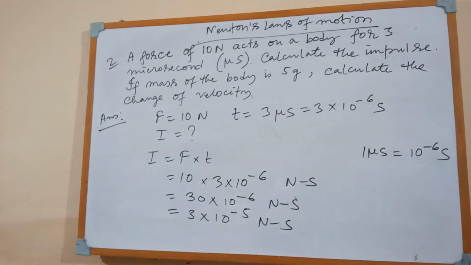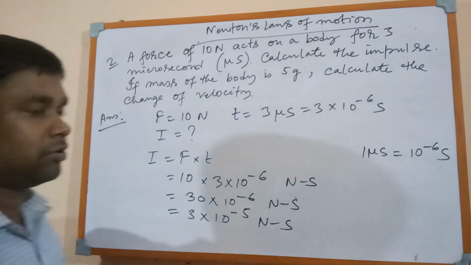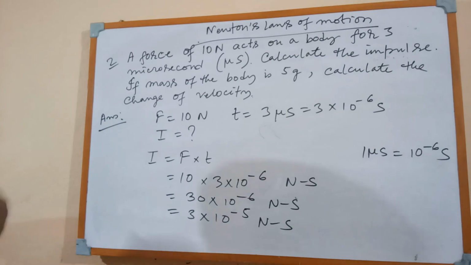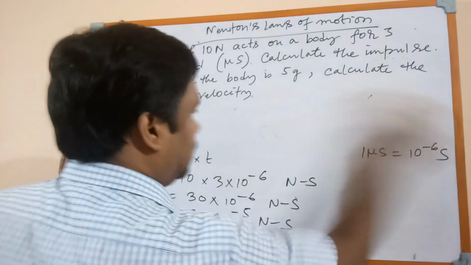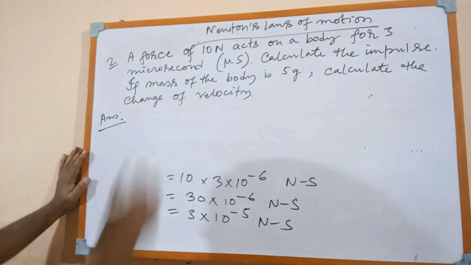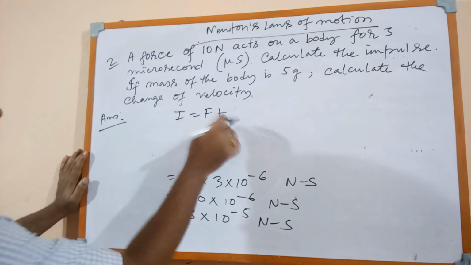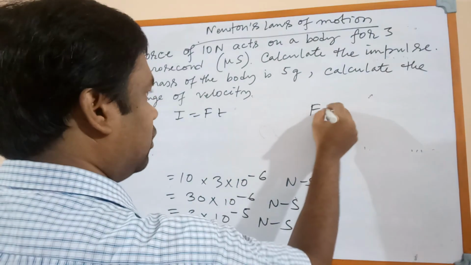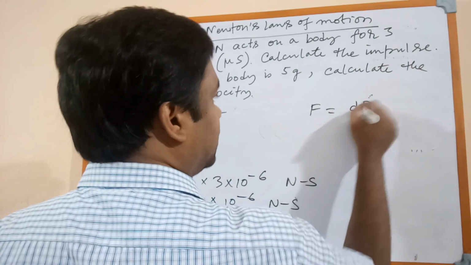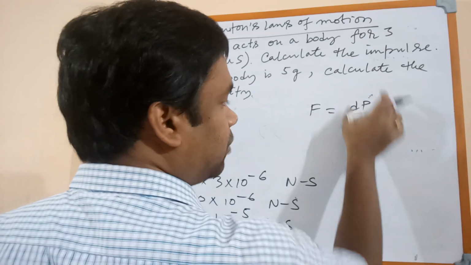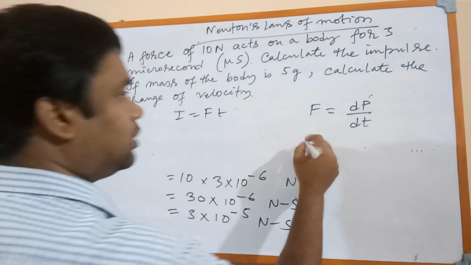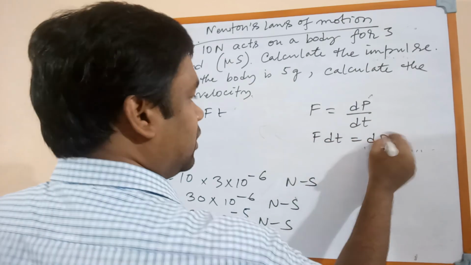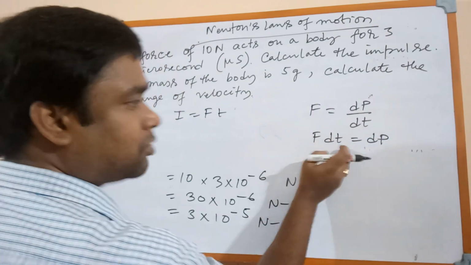Now we have to calculate the change of velocity. What will be the change of velocity? At first we have to know the relation between the change of velocity and impulse. We know that I equals F into T, force into time, and according to Newton's second law, F equals dp/dt. dp/dt means the rate of change of momentum; dp is the change of momentum, dt is the time. So F into dt is dp.